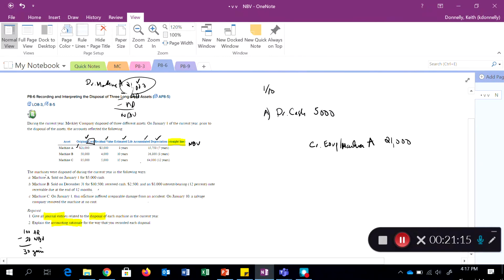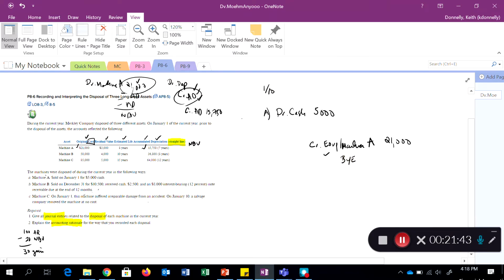Likewise, it looks like our accumulated depreciation here is $15,750. So what that means is every year we debited depreciation expense, credited accumulated depreciation. We've done this every year we've owned it. And right now we have a credit balance in accumulated depreciation of $15,750.